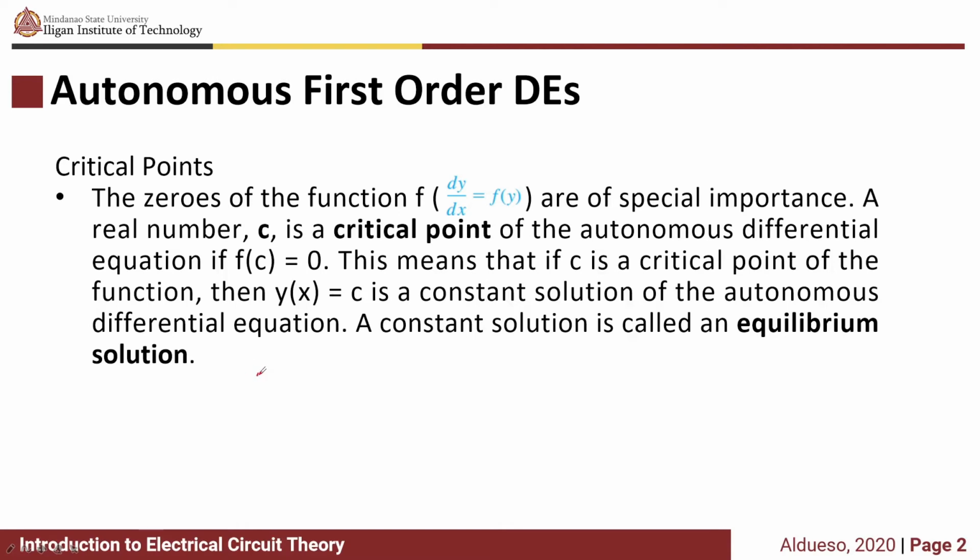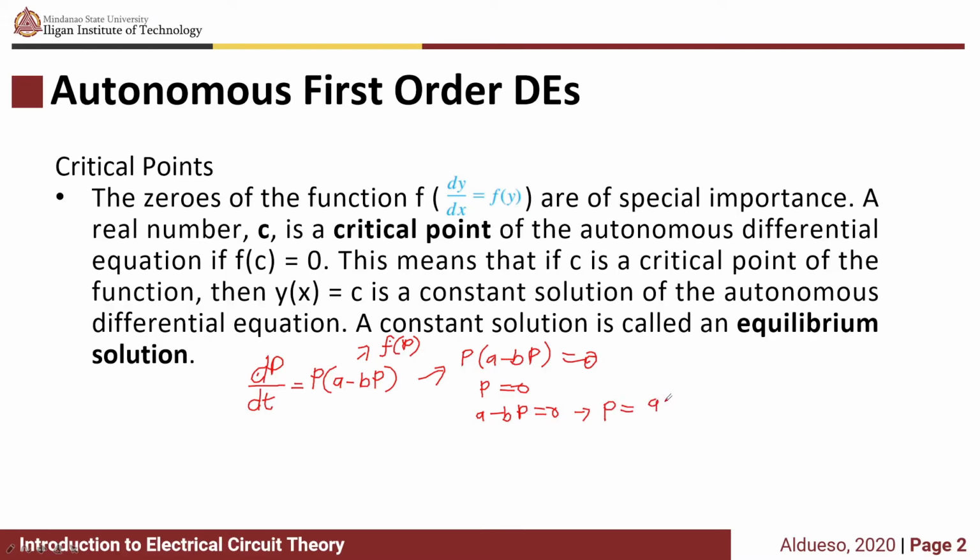For example, if we have the differential equation dP over dt equals P times (a minus bP), where a and b are constants, this is our example f of P. Finding the critical points, we have P equals 0 and P is equal to a over b.